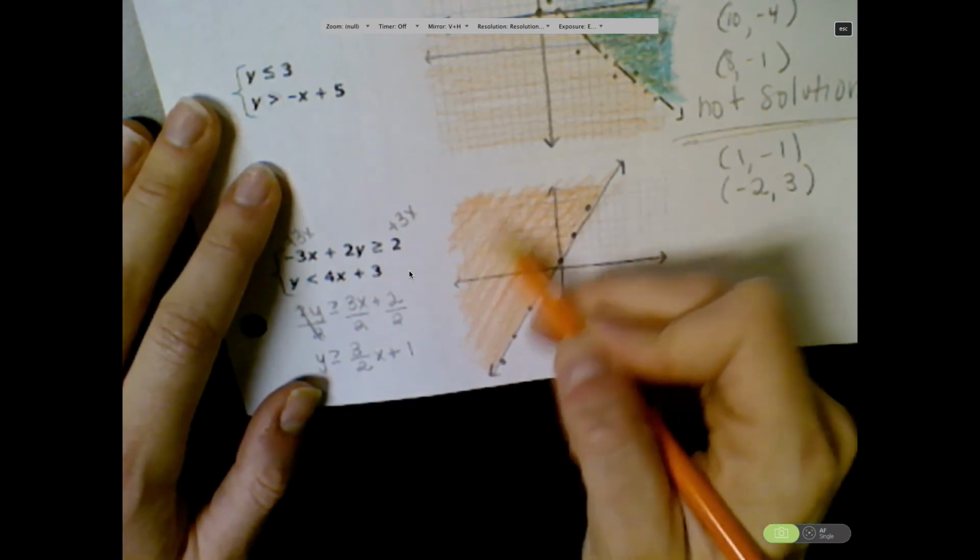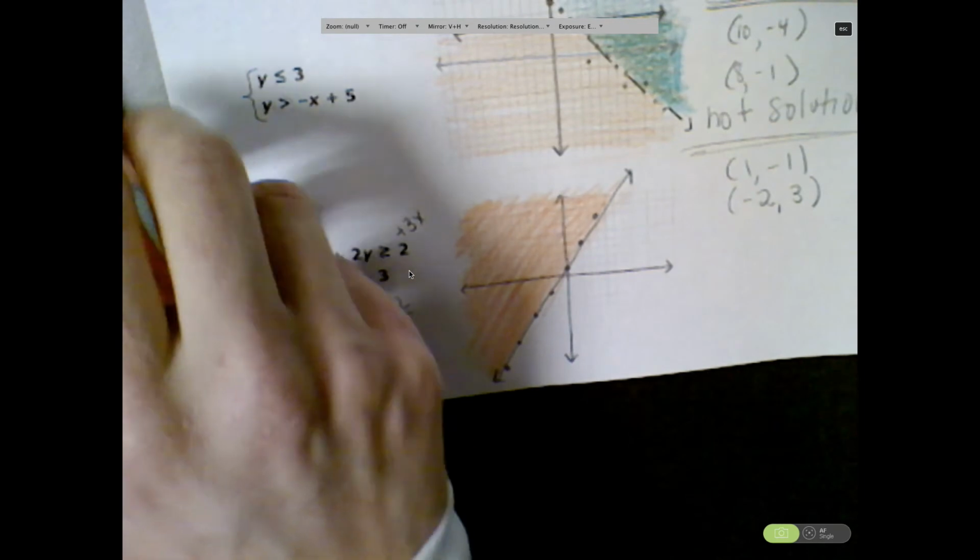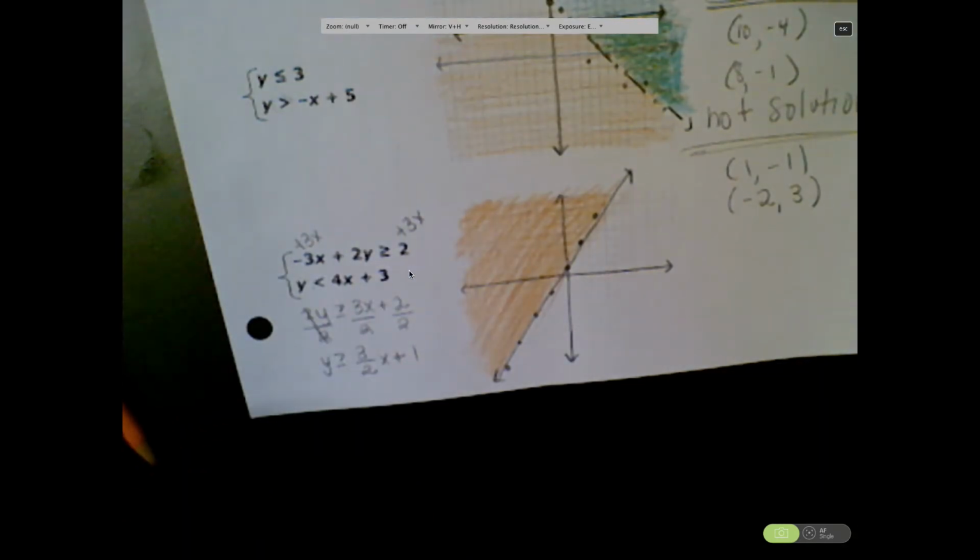Remember, always shade your first line before you start working on the second line. It's a whole lot more confusing to try to go back and shade them both. There's too much going on once you have both lines on there.